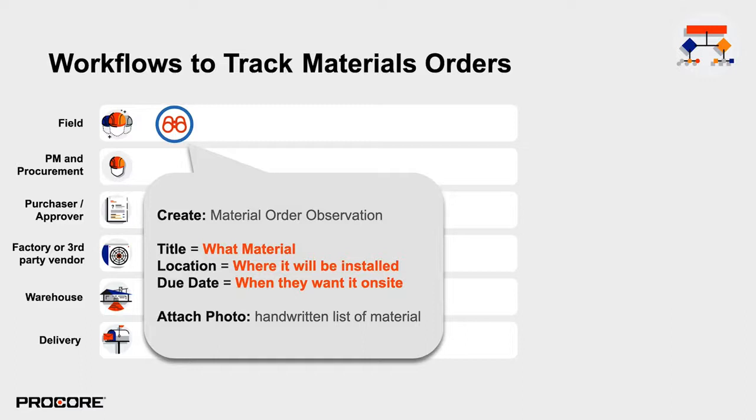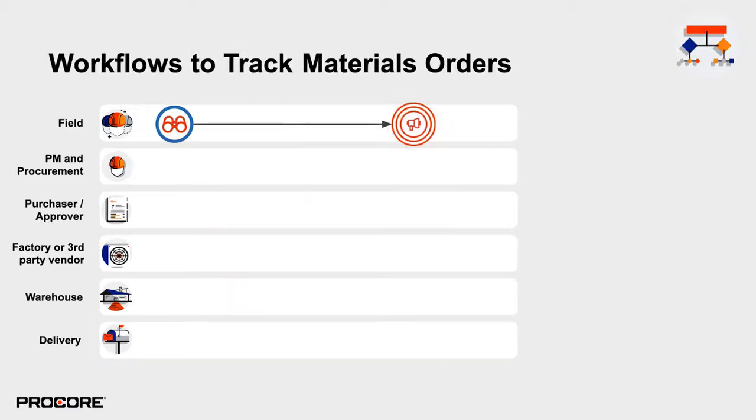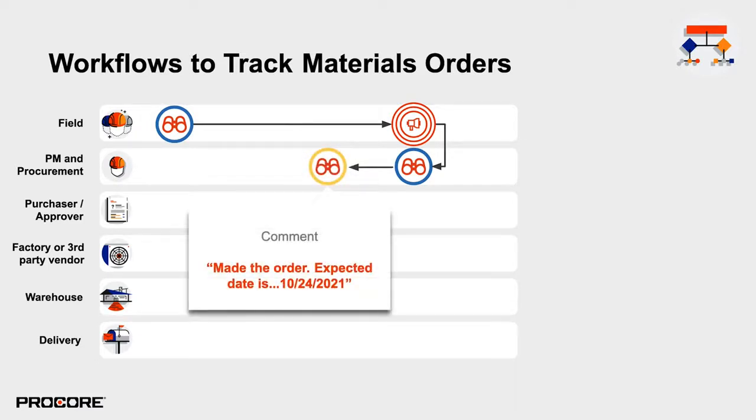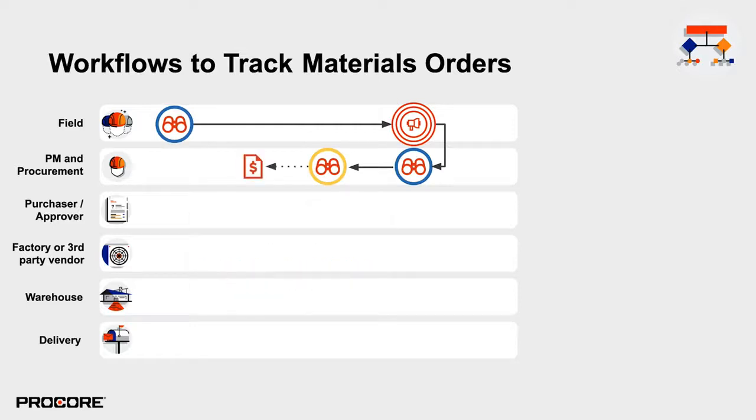The observation is accompanied by a typed list or a photo of the handwritten order. An email is then generated and sent to a distribution list, which for us is the project manager and the project engineer. The PM then takes the list and shops the material to our vendors to determine who has the best price. The PM then updates the observation with a comment stating the expected delivery date. And the PM then writes a commitment in Procore for the material.